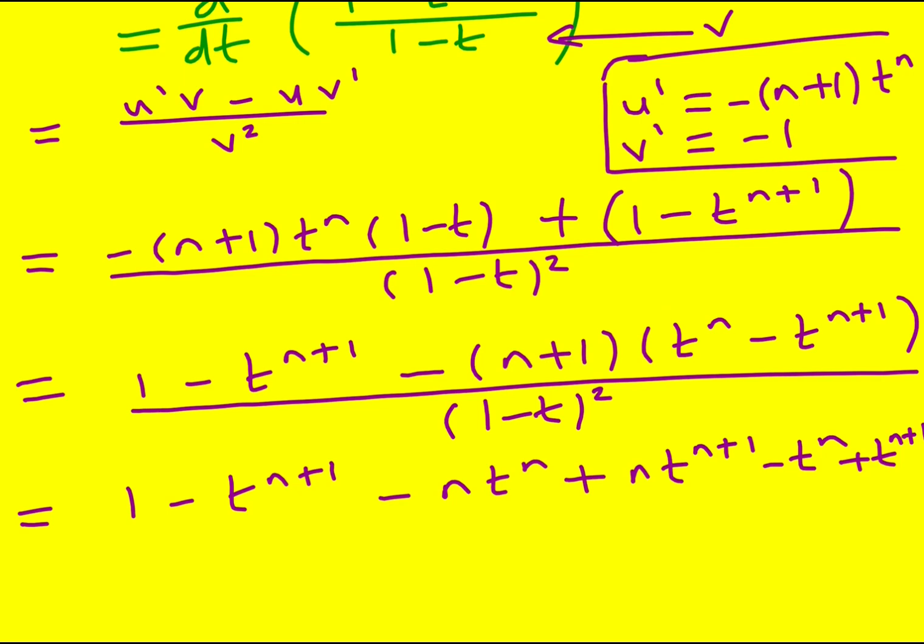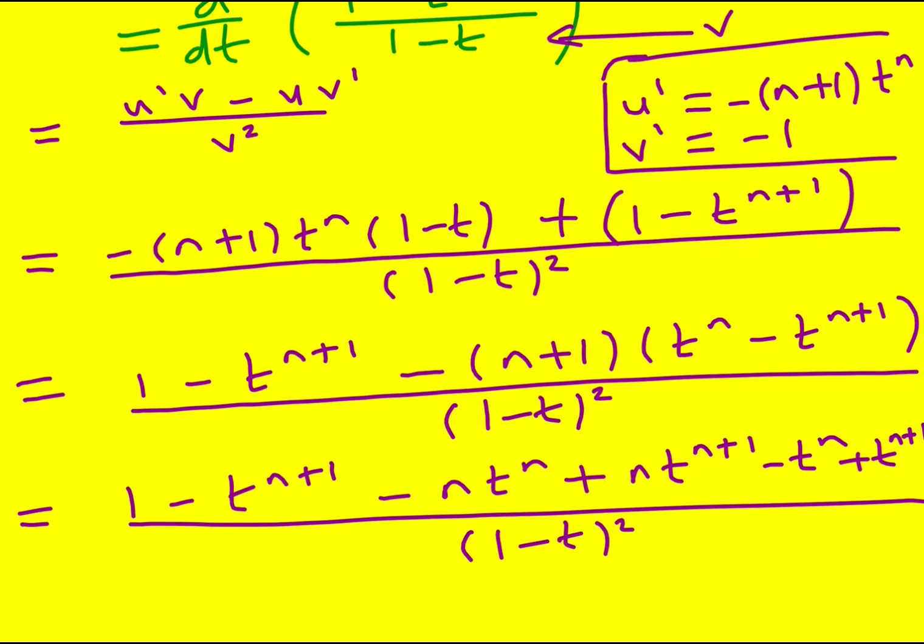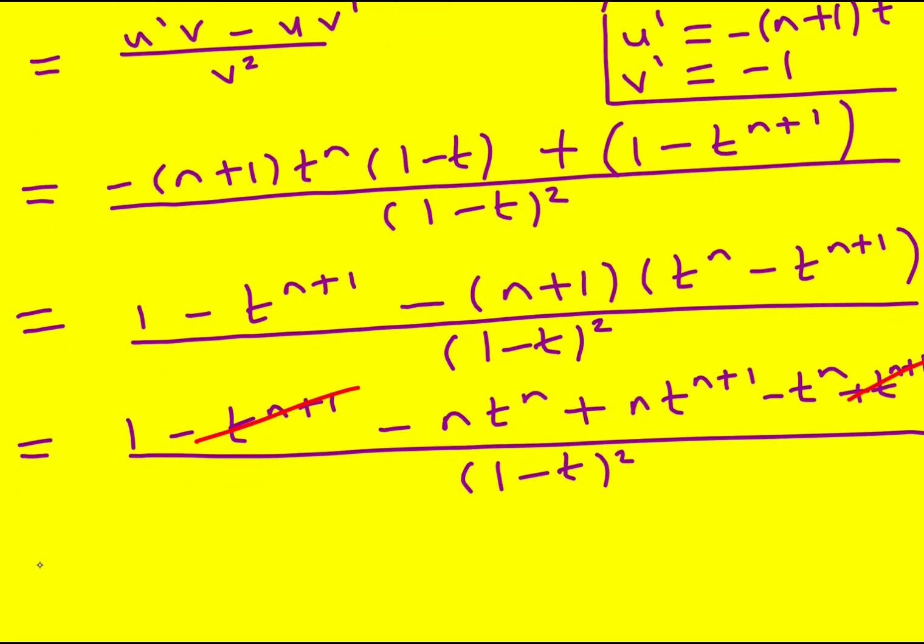Just about managed to fit that on one line. And this does indeed simplify because I have a minus t to the n plus 1 and a plus t to the n plus 1. So arguably, we could just write that down on the final line, and that would be fine. But I'm just going to tidy it up slightly more.